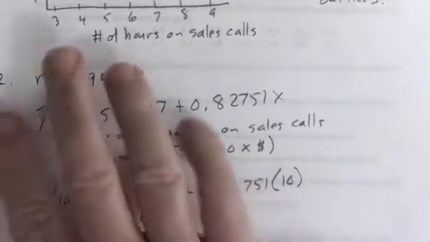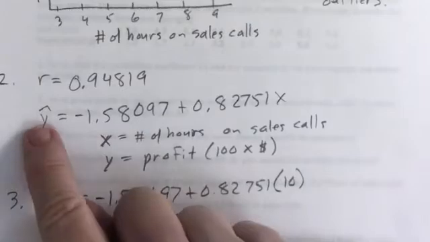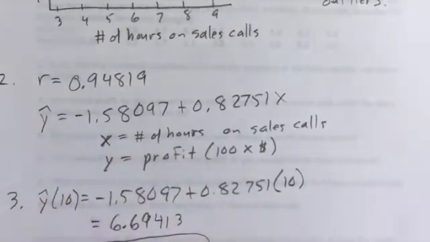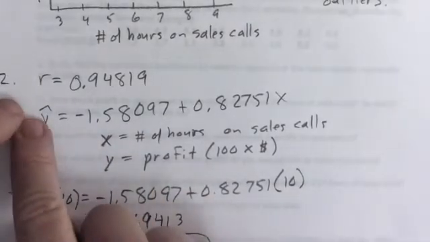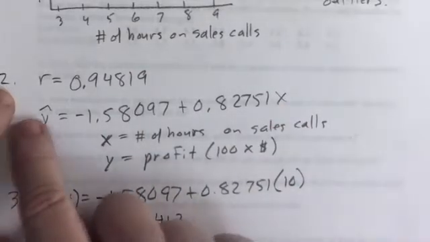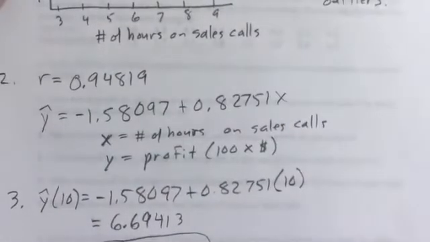You get partially correct for this whole thing just for not having a hat on your Y, or you could say the word predicted. What that hat is saying is that this equation is creating predicted Y. So you could write out predicted Y, but it's easier to put a hat on it. And so there you go.